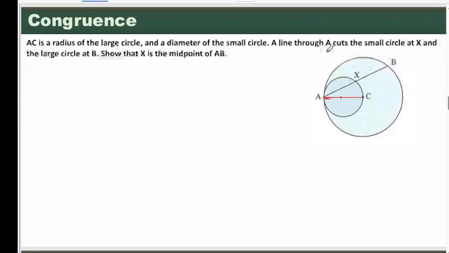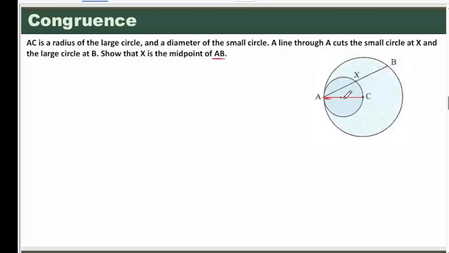A line through A cuts the small circle at X and the large circle at B. Show that X is the midpoint of AB. We are going to prove X is the midpoint of AB. That means AX equals XB.